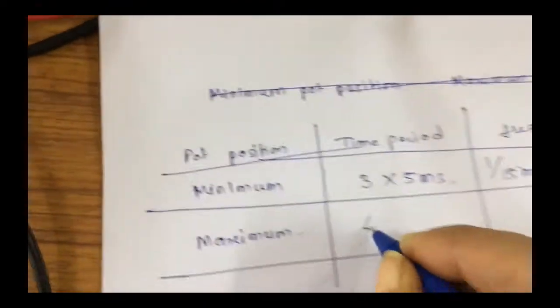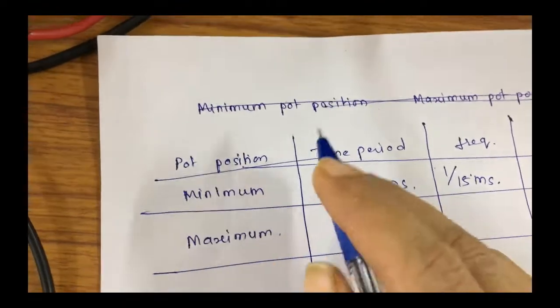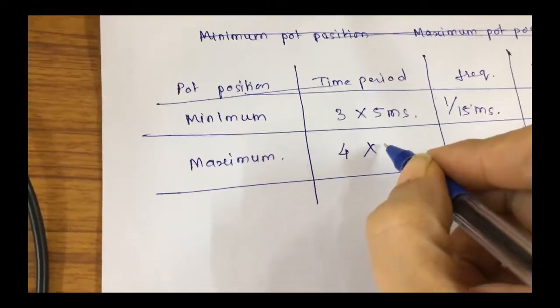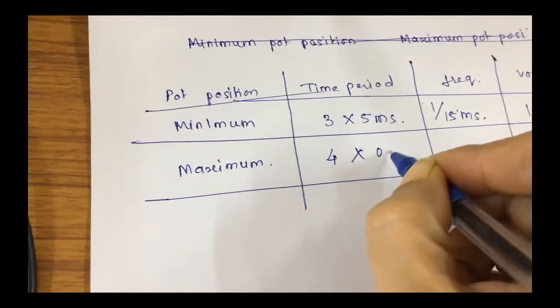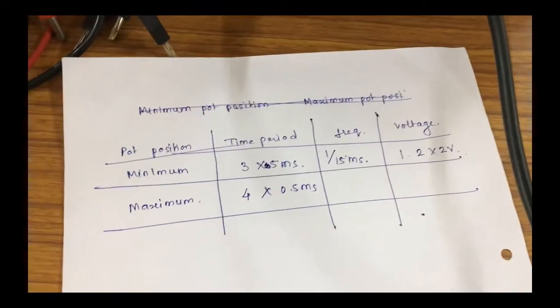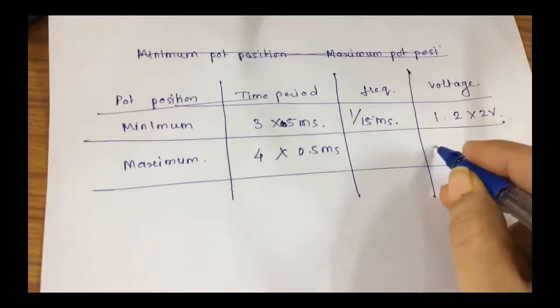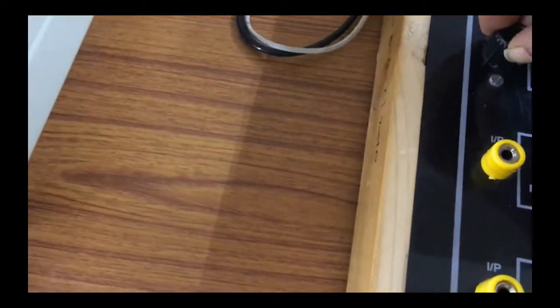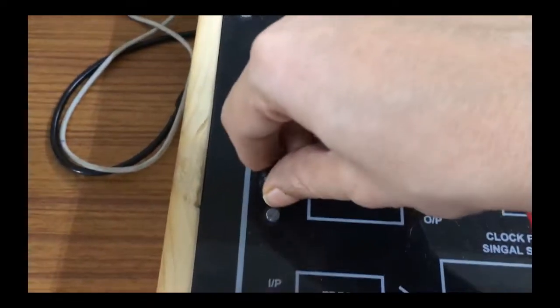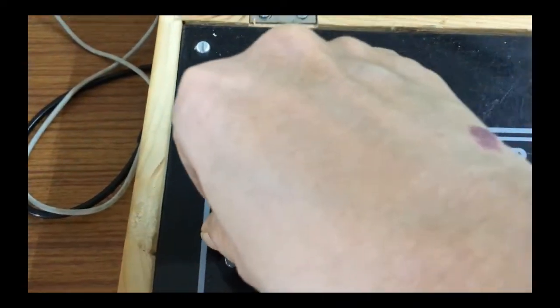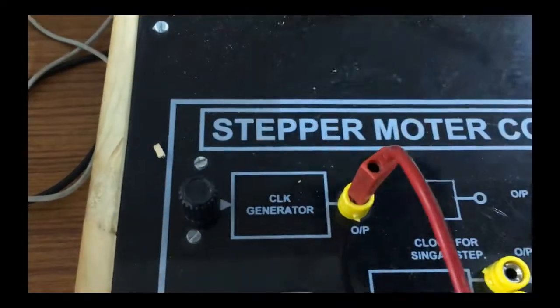So 4 for maximum pot position, 4 is the number of horizontal divisions into 0.5 milliseconds. So you will get the frequency, the voltage is same. Now we have to set at any random value of frequency. I set it at some value on which we have to take the reading. While taking the reading, I will not change that position.